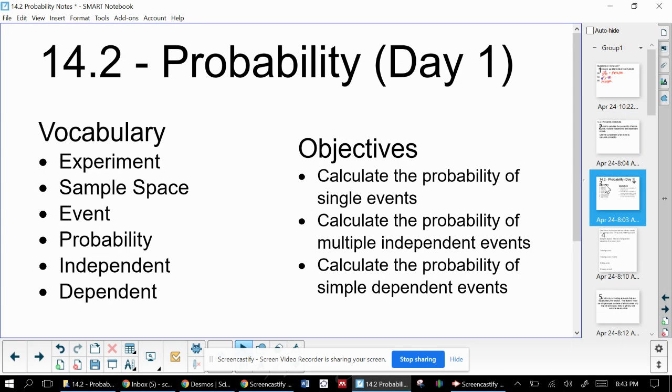So the vocabulary you're going to see today: experiment just refers to something happening, things like flipping a coin or rolling a dice. Sample space, we'll talk about event, probability, independent, and dependent. And our goal for today is to cover these first two this week. And then next week, we'll talk about that one.